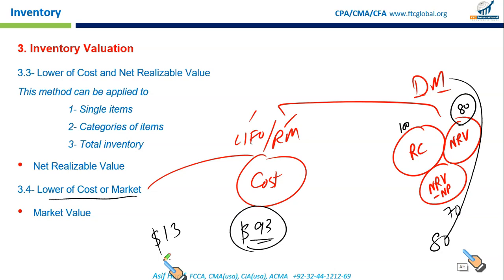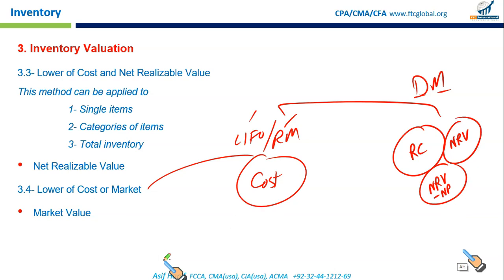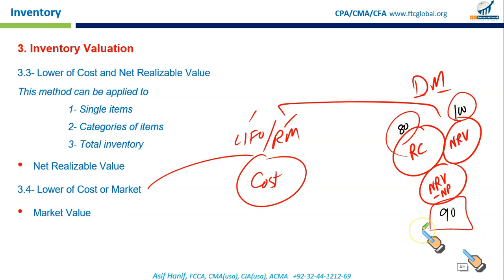Now let's consider it in another way. Let's say your retail cost is 80, your NRV is 100, and your NRV minus normal profit margin is 90. In this case, the mid number out of these three, the middle number which is neither too high nor too low, you take the middle number, 90. This middle number of these three, always these three, retail cost, NRV, and NRV minus normal profit margin. Take the mid number and compare this mid number with the cost. Let's say the cost is 93. Again, this time the loss would be $3.